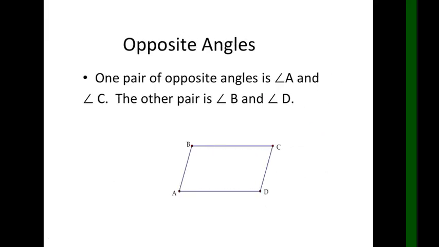One pair of opposite angles is angle A and angle C. Another pair is angle B and angle D. What does it mean? Ibig sabihin, yung measurement ni angle nito ay katulad ng measurement ni angle nito. And then, yung measurement ni angle nito at saka yung measurement ni angle nito ay pareho din. So, they have the same measurement, no? Pagdating sa angle. Okay? Yung degree nila.